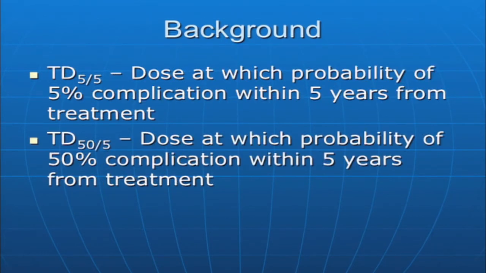Two concepts come up often in talking about maximum tolerated doses. The TD5/5 is the dose at which there's a probability of 5% complication within 5 years after radiation treatment. And the TD50/5 is the dose at which there's a probability of 50% complication within 5 years after radiation treatment.